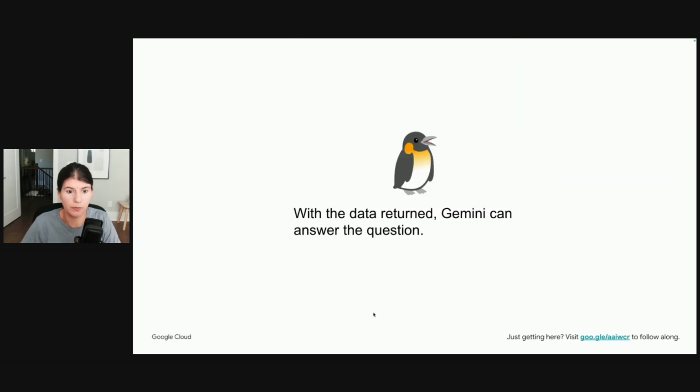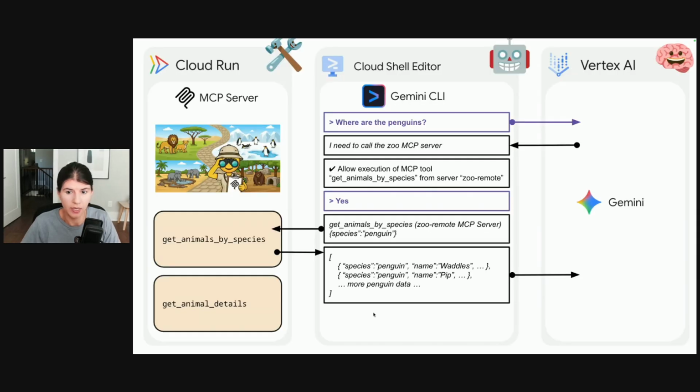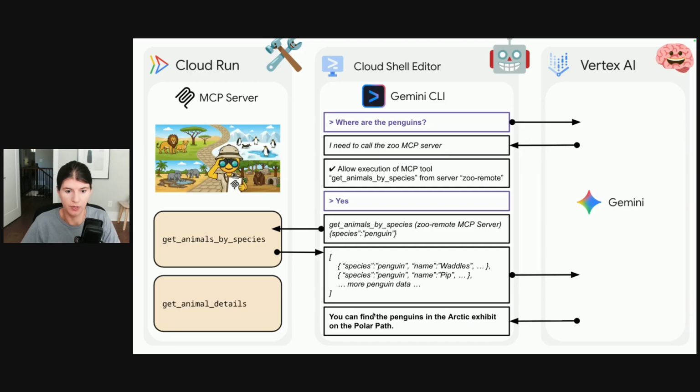So with this data now, Gemini can answer the question. We give it back to the model so that the model can transform this JSON blurb into a natural language answer to our question. So ultimately, it comes back with, you can find the penguins in the Arctic exhibit on the polar path.